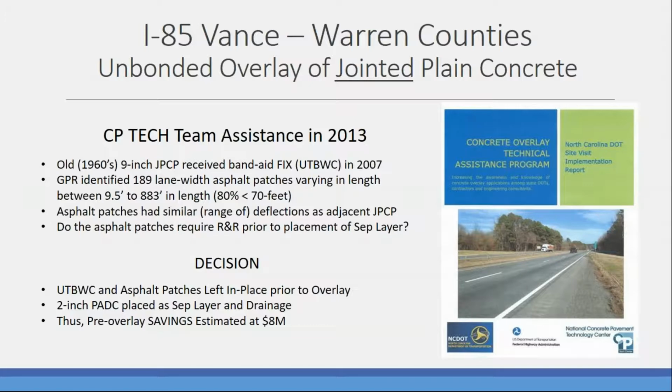And so the big question NCDOT had during this time was how much of these existing patches needed to be repaired. You can read the outcome here for yourself. They did some good testing, some GPR and falling weight deflection. In the end, the decision was we can leave this ultra thin bonded wearing course there, just use our separation layer over top of it, and most of those patches did not require replacement whatsoever. They estimated that doing that resulted in pre-overlay savings of about $8 million.